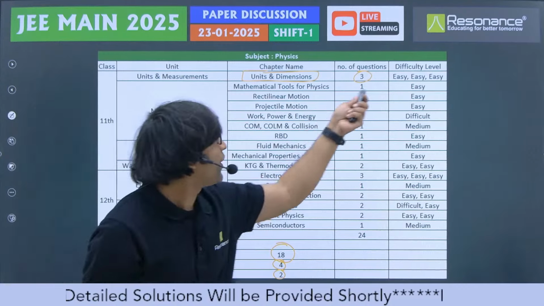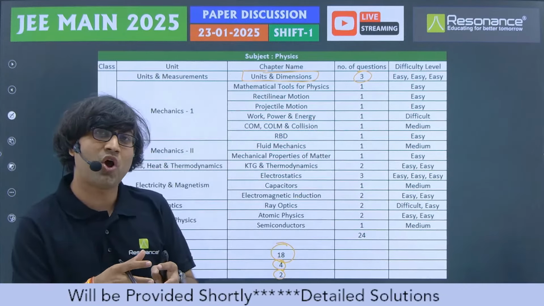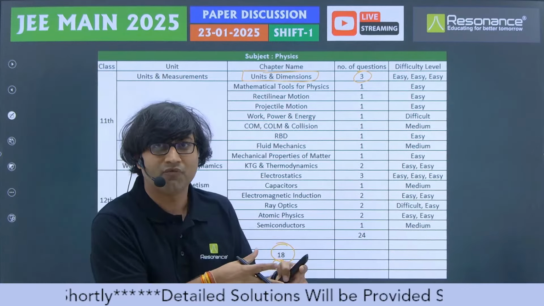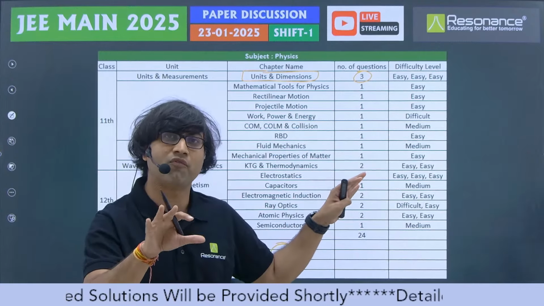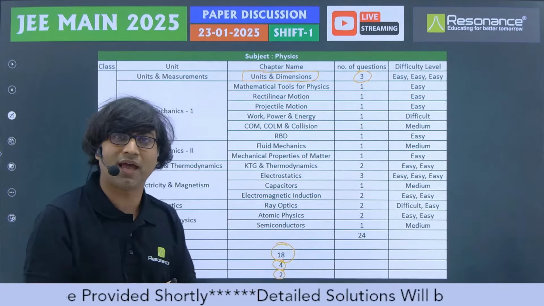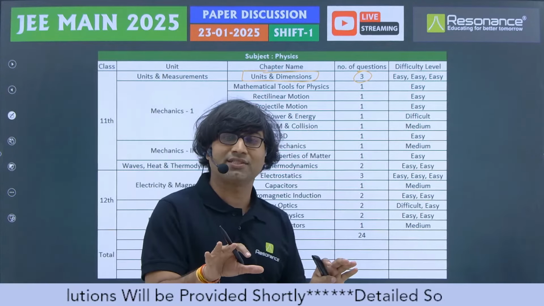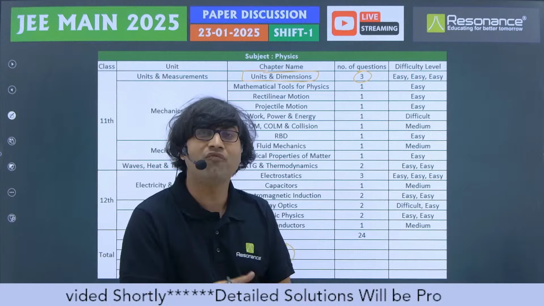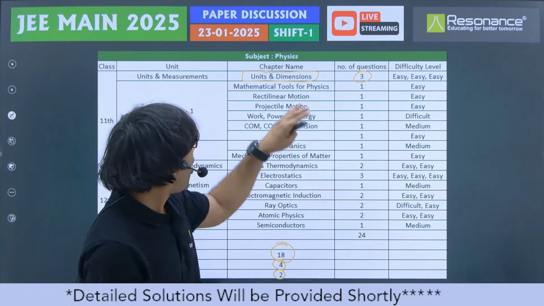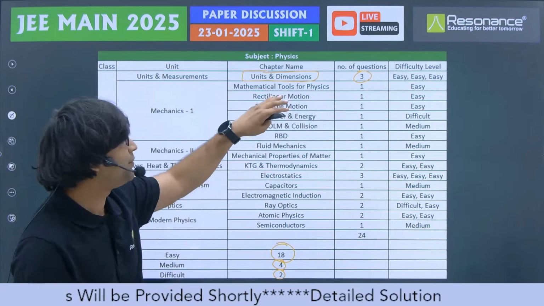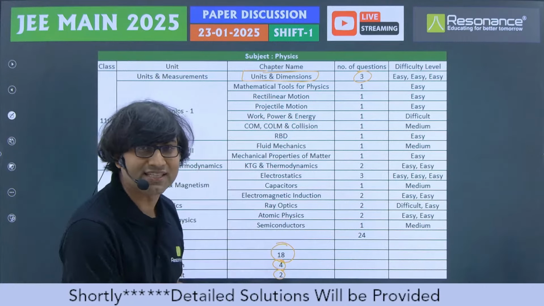Two questions from units and dimensions were based on the principle of homogeneity. One of the questions was related to the concept of flux. However, we just have to apply the principle of homogeneity. And the third question was simply asking what is the dimension of torsional constant. So all these 3 questions from units and dimensions were in the easy category.